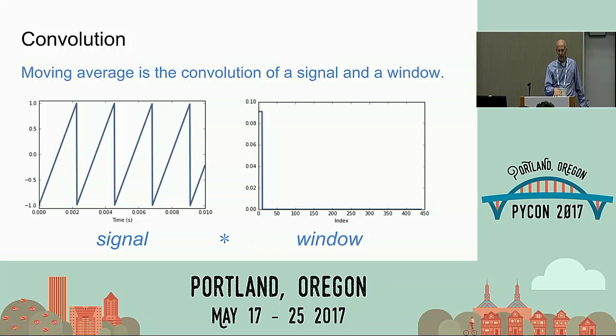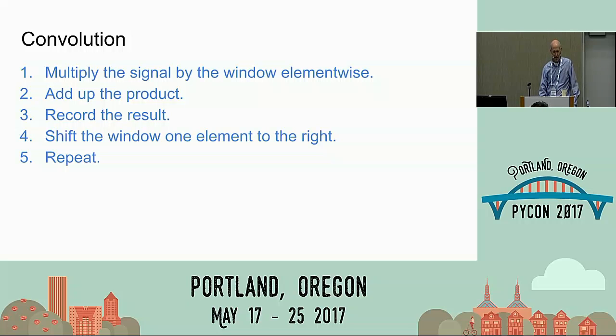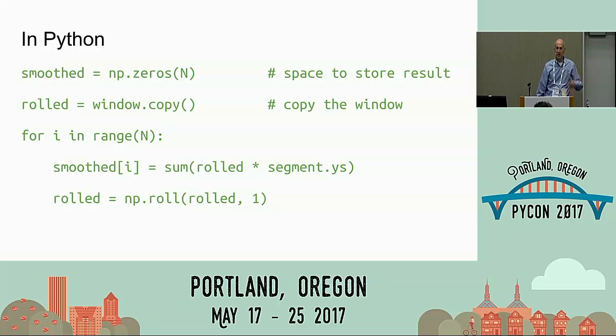So this is a way of describing a moving average by using an operation called convolution. And convolution is exactly what I just described. I'm going to take my signal and my window, multiply them together, add them up. Shift the window, multiply, add. Shift, multiply, add. That's what convolution is. I just described that here. If you want to see what that looks like in Python, it's basically this.